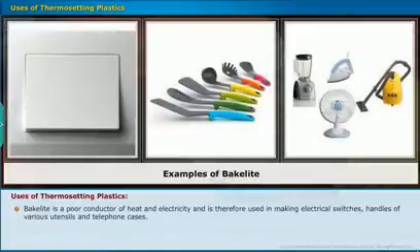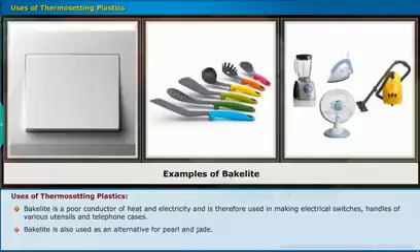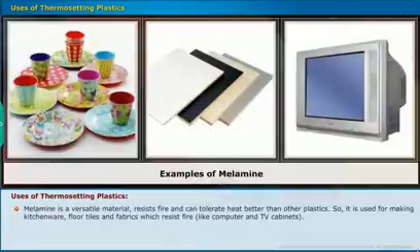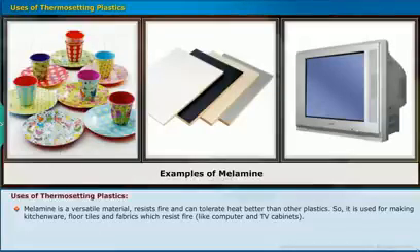Bakelite is a poor conductor of heat and electricity and is therefore used in making electrical switches, handles of various utensils, and telephone cases. Bakelite is also used as an alternative for pearl and jade. Melamine is a versatile material, resists fire, and can tolerate heat better than other plastics. So, it is used for making kitchenware, floor tiles, and fabrics which resist fire like computer and TV cabinets.